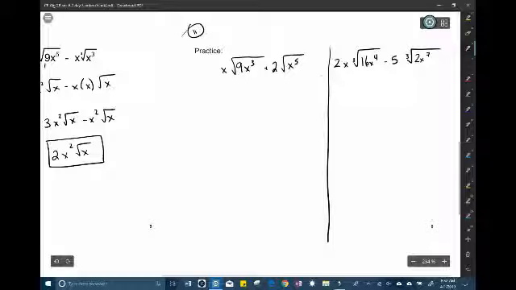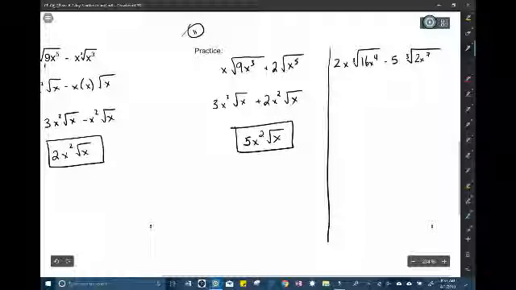So cubic root of 9 is 3. You can bring out an x, root of x, plus 2x squared, root of x. This is 5x squared, root of x.